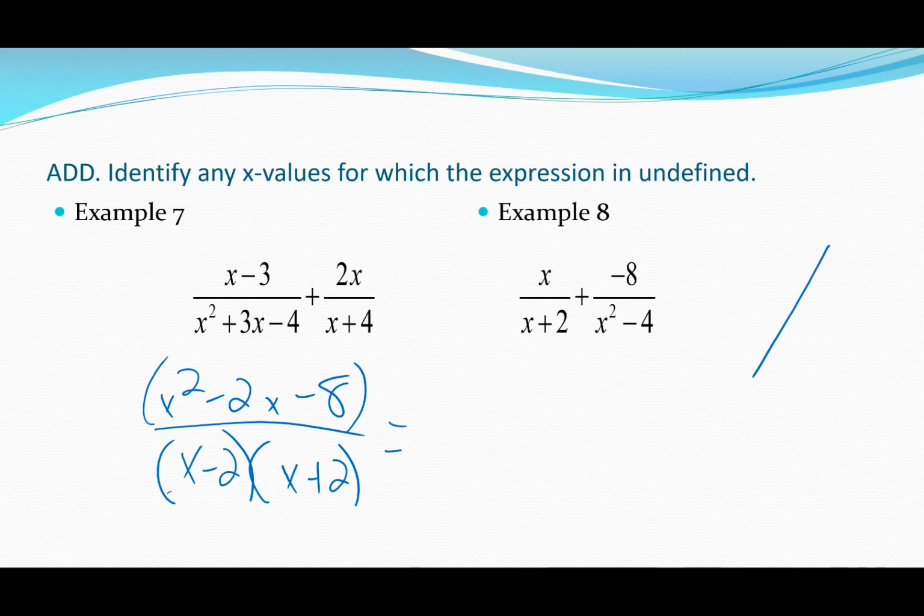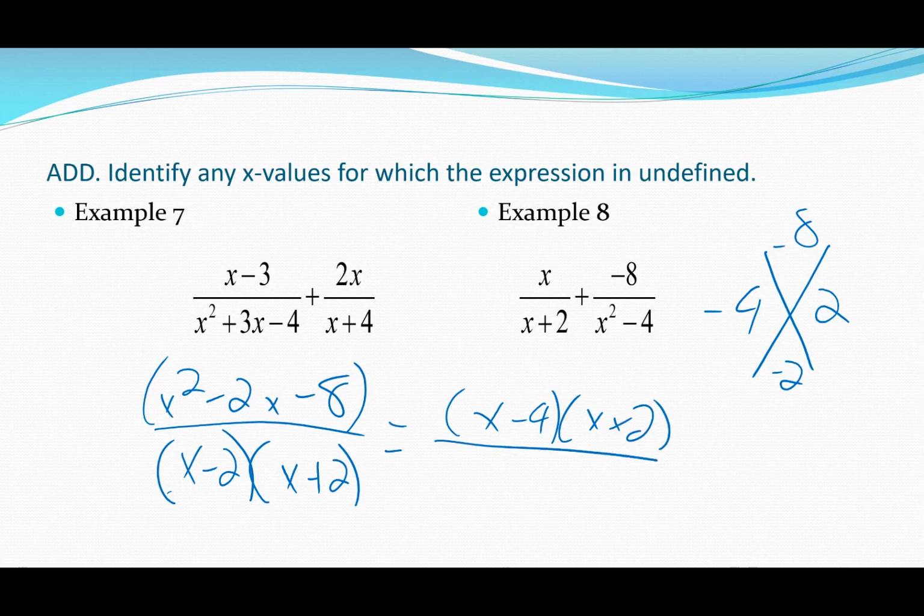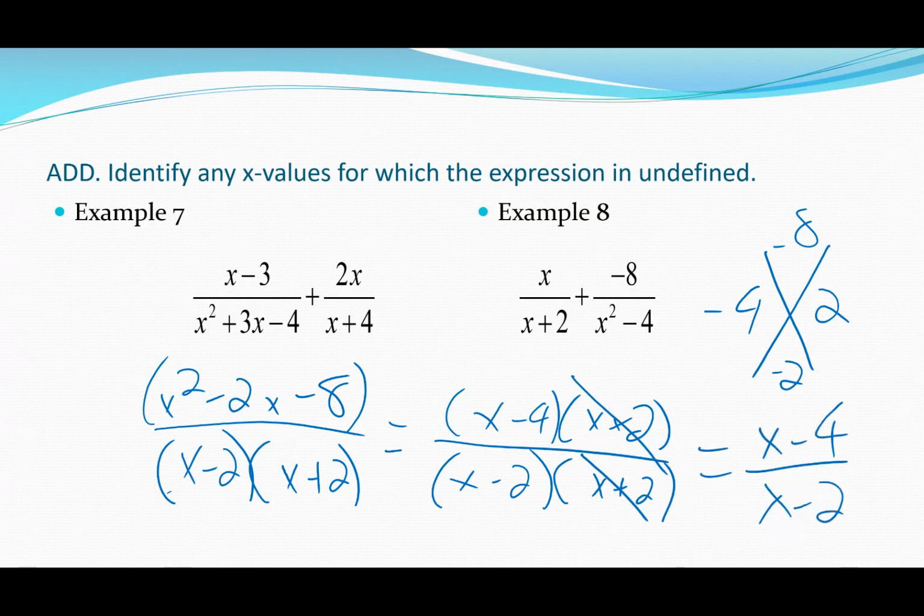So the numerator, let's see if I can factor it. Are there two numbers that multiply to negative 8 and add to negative 2? And I believe there are. Negative 4 and positive 2. So this factors x minus 4, x plus 2, and then x minus 2 over x plus 2. So yes, the x plus 2's end up canceling. So the simplified version of my answer would be x minus 4 over x minus 2.